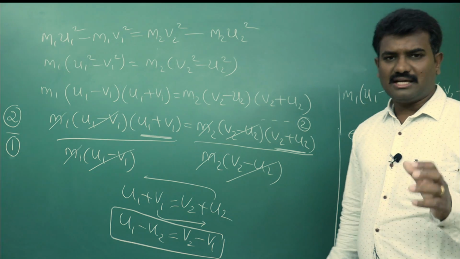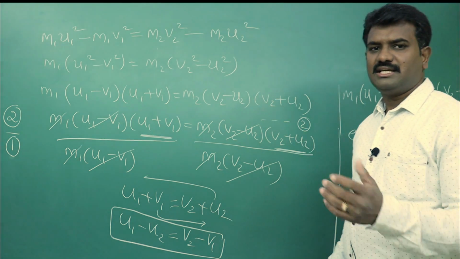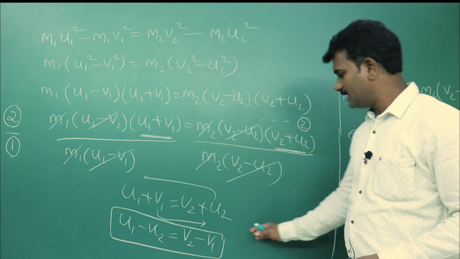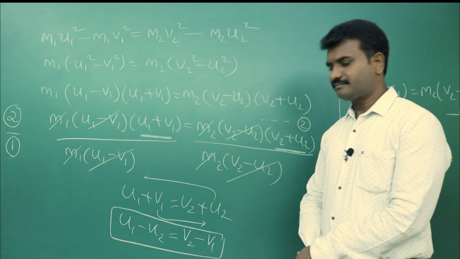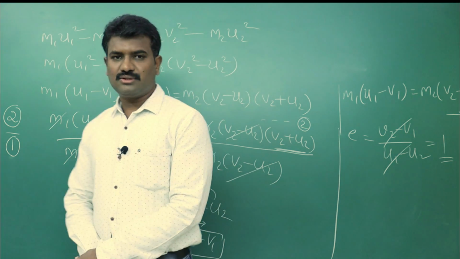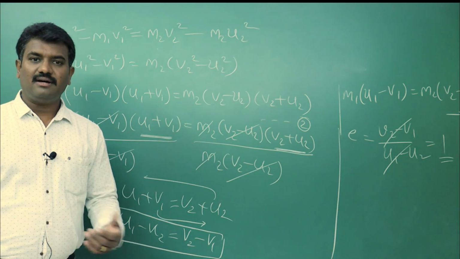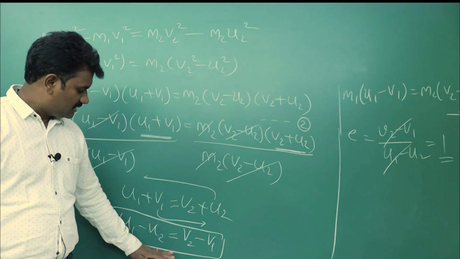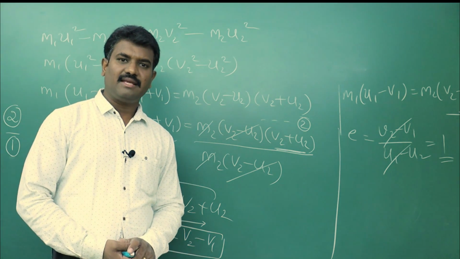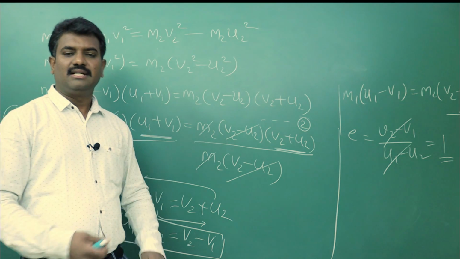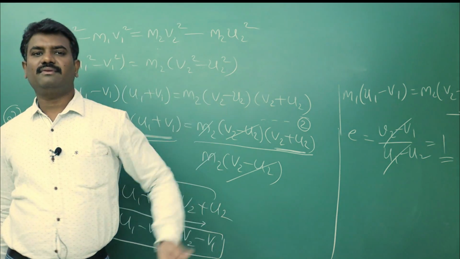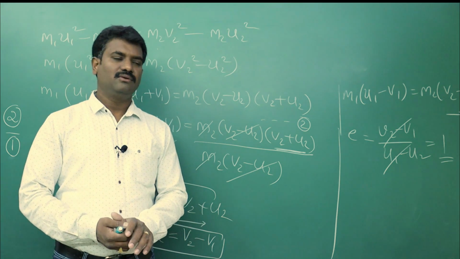If they don't ask you in an intermediate exam about e is equal to 1, just skip this step and solve till here. Generally they may ask you this for 4 marks. If they ask for 4 marks, just stop here. If they ask an 8 marks question, they will ask you about the v1 and v2 values, then you have to continue further. So how to continue, we are going to study now.